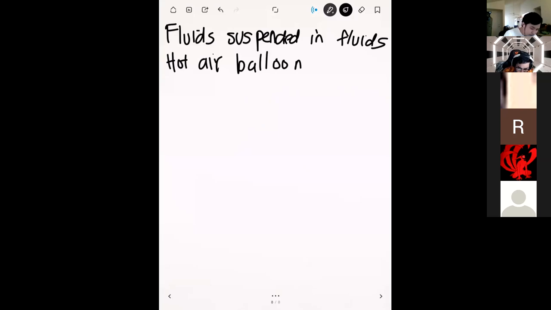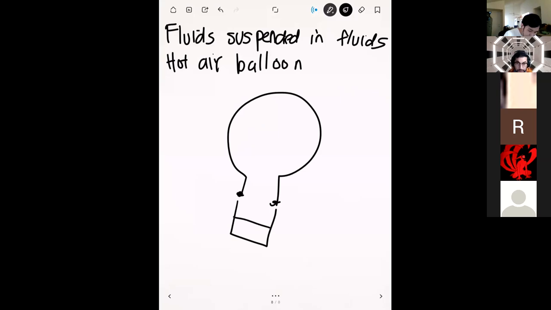And so for a hot air balloon, the way it works is that you have something that looks like this. The way hot air balloons work is that you have a flame on the bottom here. So you're going to heat the air. Okay. So on the inside of the balloon, you have hot air.